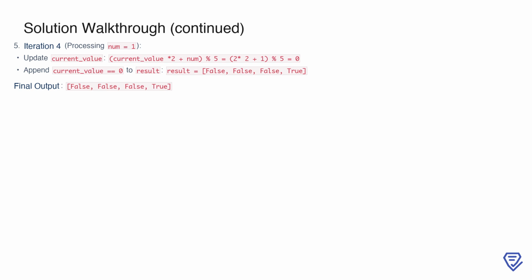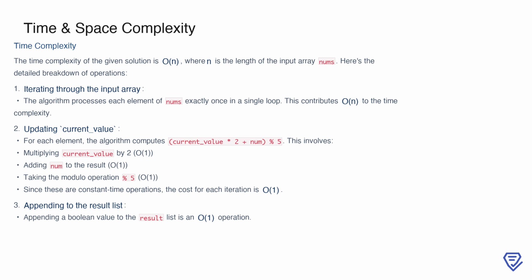By following this step-by-step process, we can handle any binary input array and determine which prefixes are divisible by 5. The time complexity for the given solution is O(n), where n is the length of the input array nums. This is because the algorithm processes each element in the array exactly once, iterating through nums in a single loop.